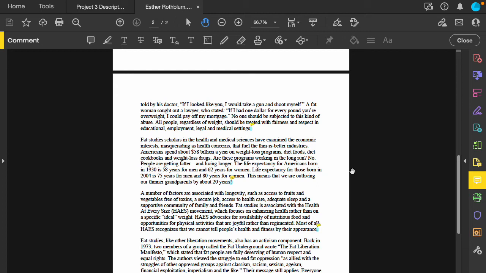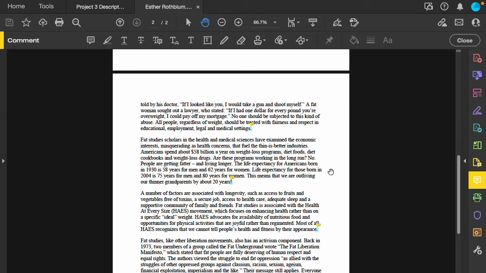The life expectancy for Americans born in 1930 is 58 years, and 62 years for women. Life expectancy for those born in 2004 is 75 and 80 respectively. This means that we're outliving our thinner grandparents by 20 years! Of course, this is ridiculous.